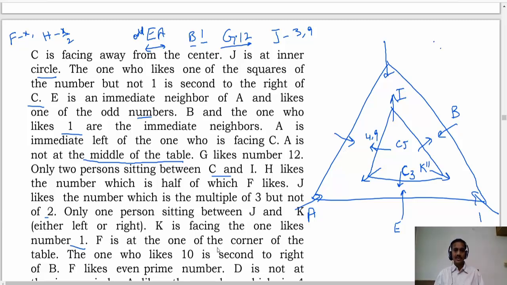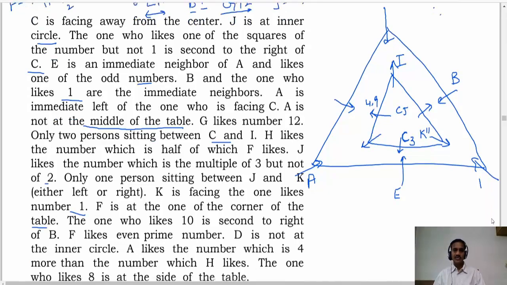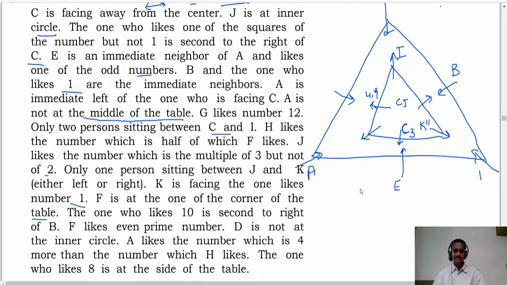F is at one of the corners of the table. Isn't it? కార్నర్స్ ఆఫ్ ద టేబుల్ అంటే ఈ 3 ప్లేసులు. ఇక్కడైతే ఎఫ్ ఉండే ఛాన్సే లేదు. అవునా కదా? ఇక్కడ ఎఫ్ లేడు కాబట్టి F is at one of the corners of the table. The one who likes 10 is seated second to the right of B.